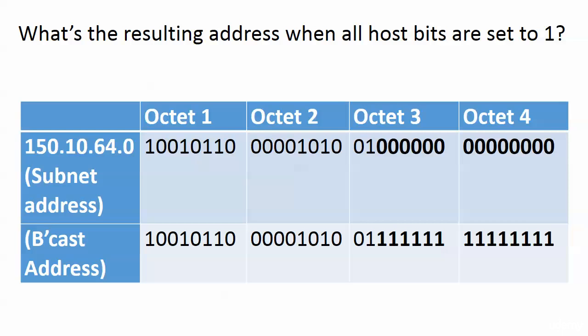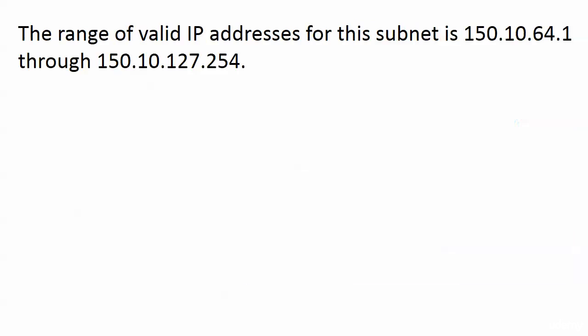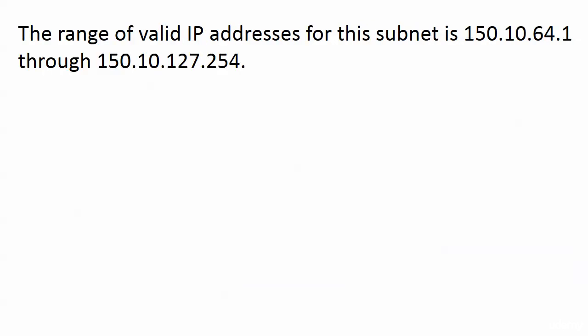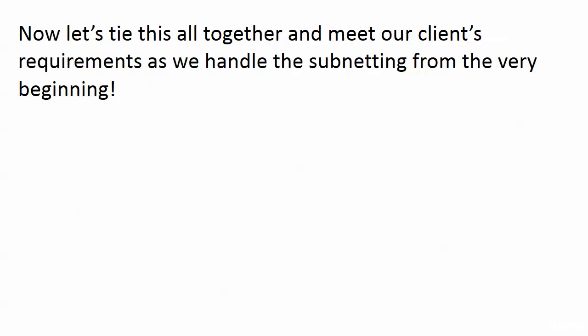But again, it's a quick calculation because you've got the subnet address, they're giving you that. The broadcast address, you can do that quickly, and everything in the middle is a valid IP address. And by the way, the range of valid IP addresses there is 150.10.64.1 through 150.10.127.254. That's it. Now we're going to tie all this together, and we are going to get to subnet from the beginning, and that is coming up next.